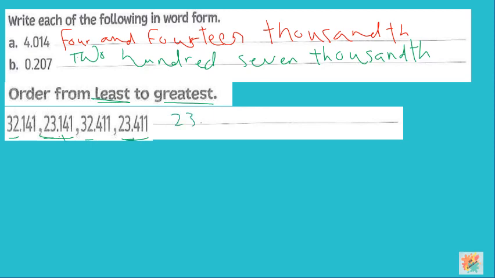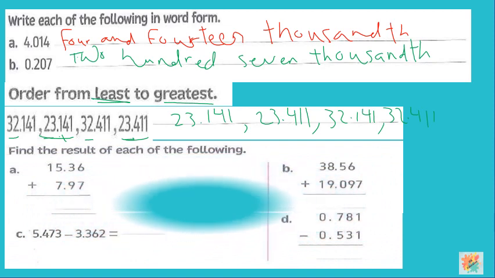So 23.141, then 23.411. Then the next 32 and 32, so it will be 32.141. Then the last one 32.411. Next question. Find the result of each of the following.